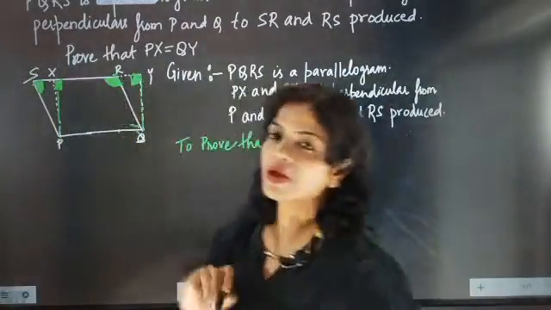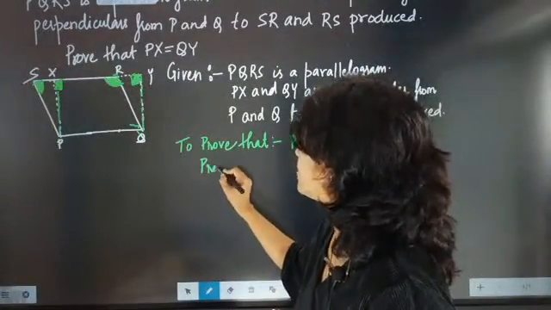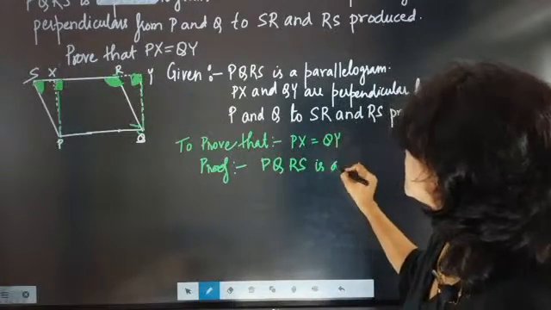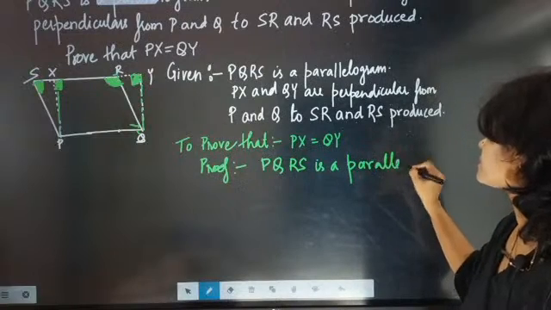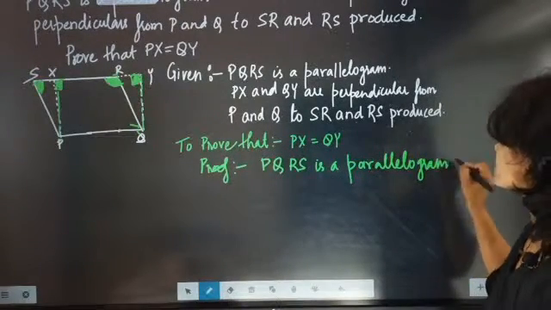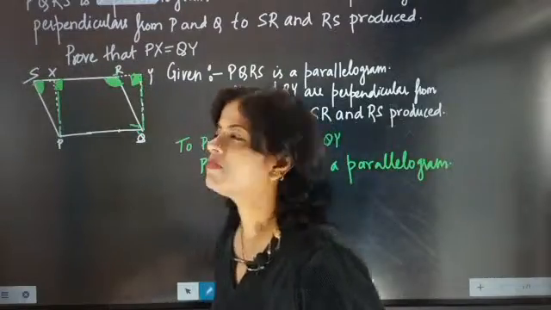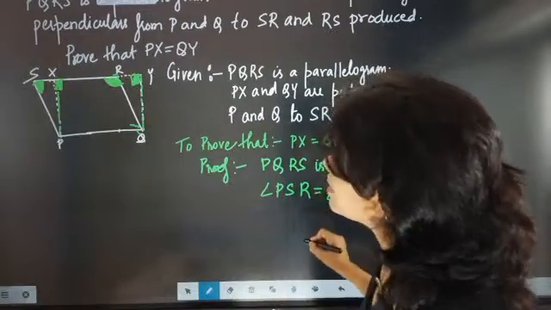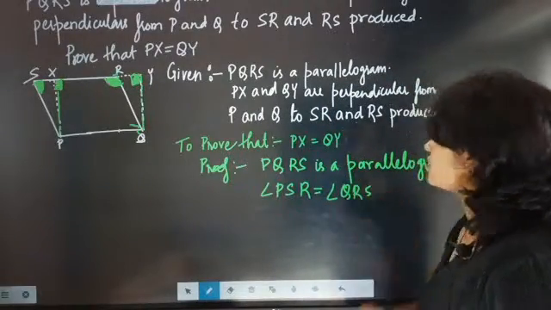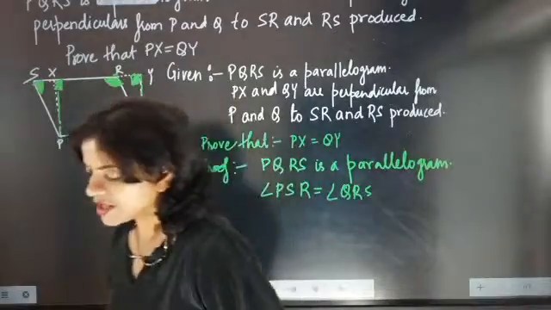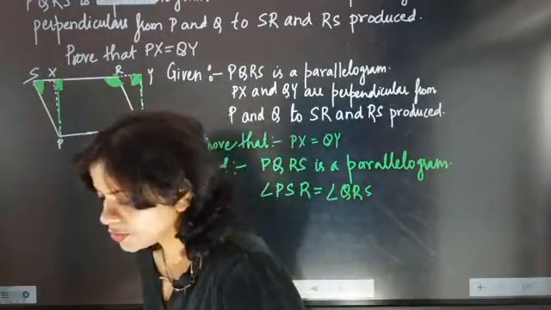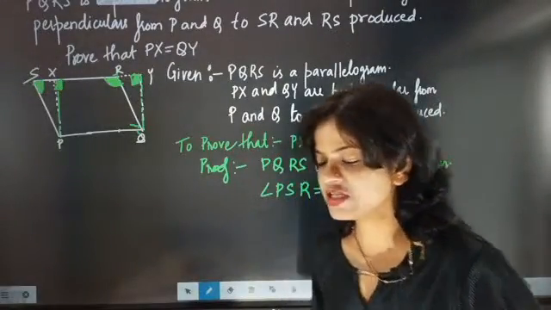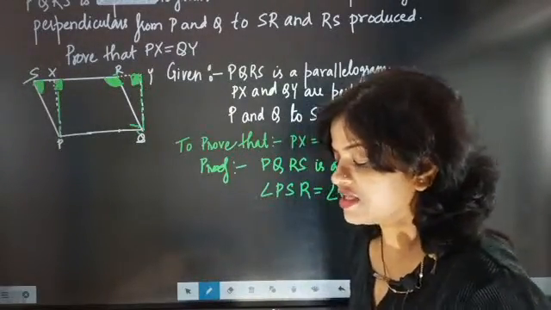This one and this one. So in the proof section we can start with: PQRS is a parallelogram. After that we can say that angle PSR equal to angle QRS. Is it true? Is this one of the properties of a parallelogram? Who can say the answer?